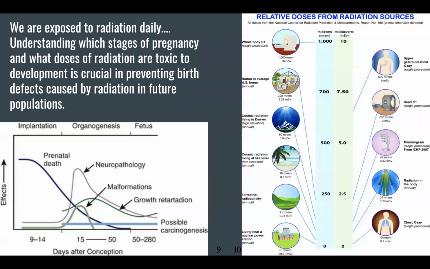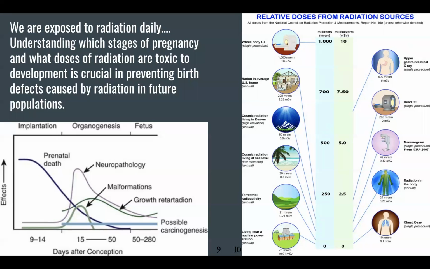We're exposed to radiation daily. Understanding which stages of pregnancy and what doses of radiation are toxic to development is crucial in preventing birth defects caused by radiation in future populations. The image on the bottom depicts what potential defects could occur when a potential teratogen is introduced to the embryo or fetus. With this, we are still uncertain what levels of radiation are required to cause these effects.